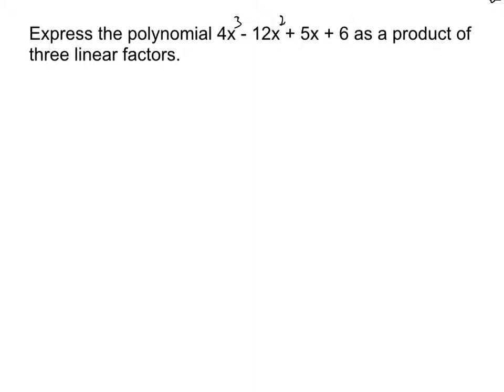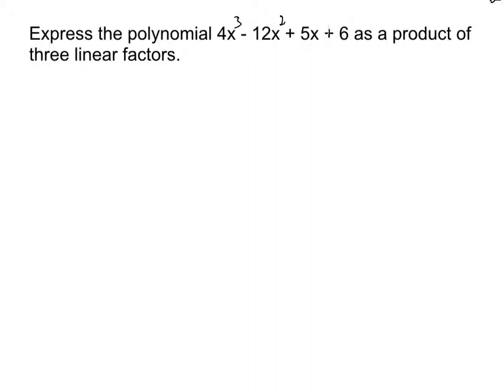Express the polynomial 4x cubed take away 12x squared plus 5x plus 6 as a product of 3 linear factors. So we're going to need to factorise this completely. What we need to do is firstly find a factor. And what I'm going to do here is we'll apply the factor theorem. We're going to look for a factor.